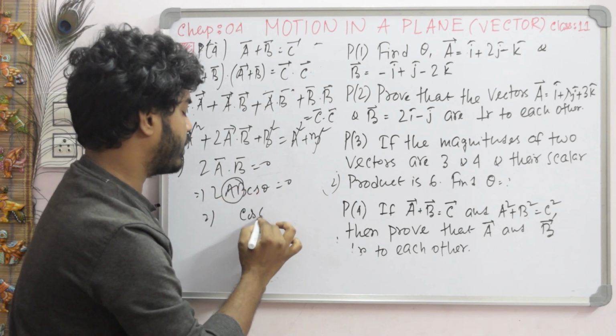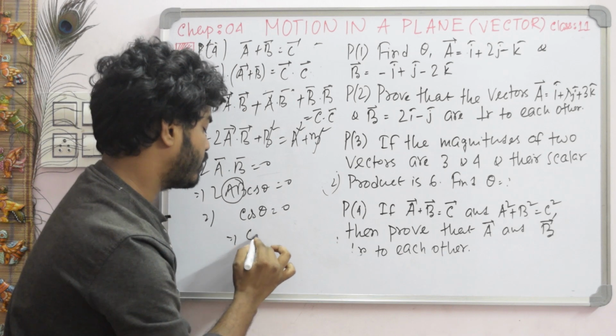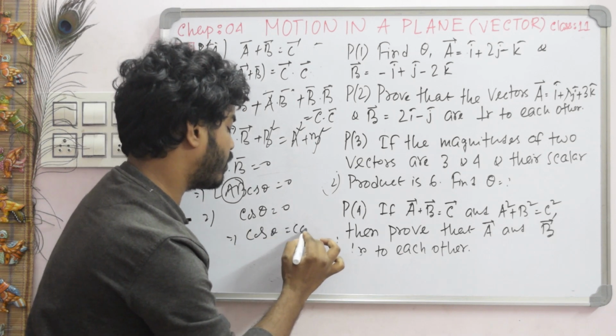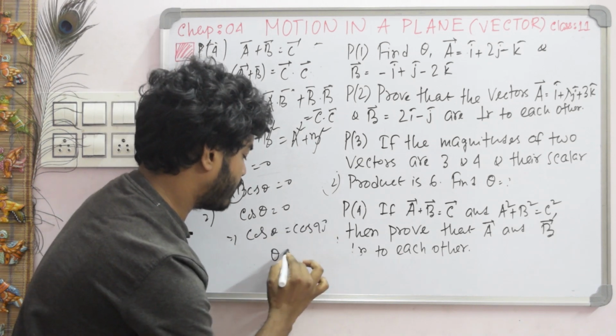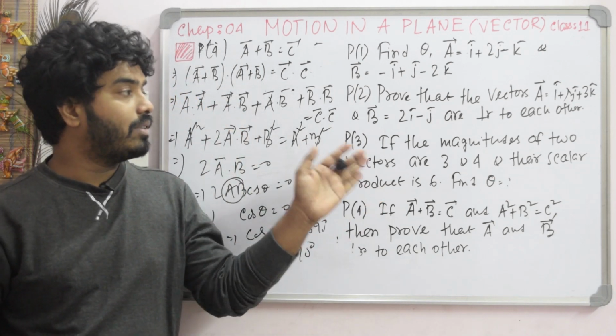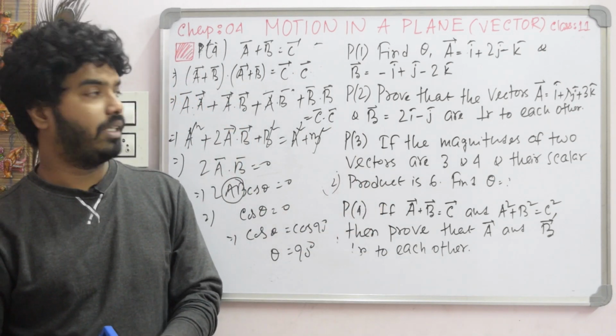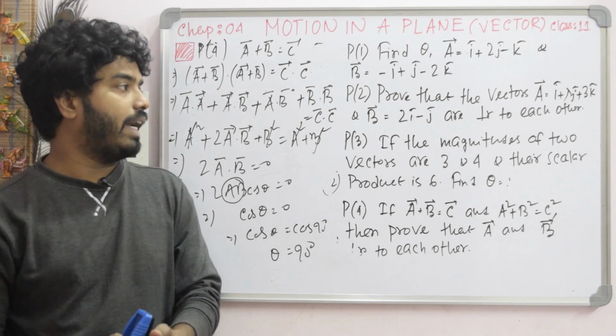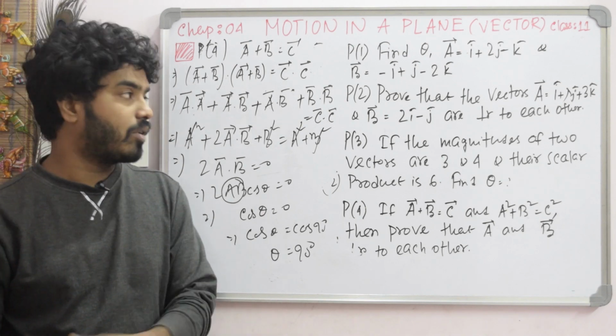So from here cos theta is equal to 0. So cos theta is equal to cos 90 degrees, that is theta is equal to 90 degrees. These types of problems are important, students. You just practice them, and if there is any problem, let me know through the comment section.